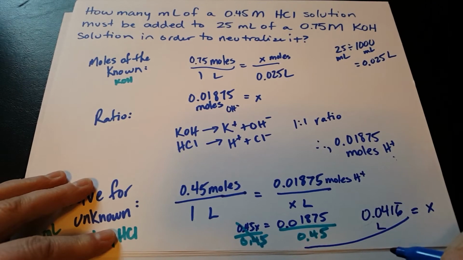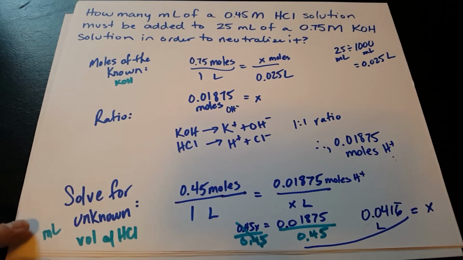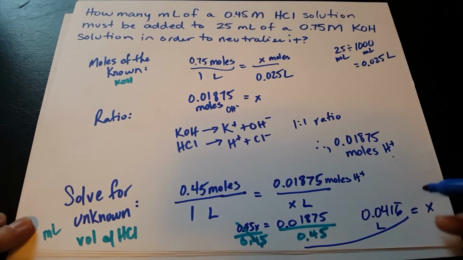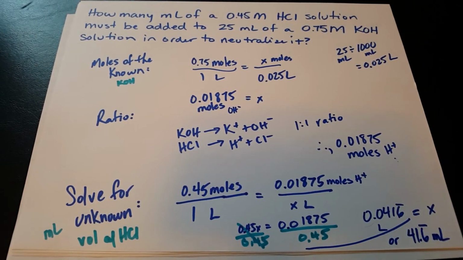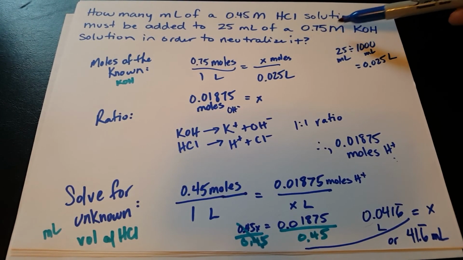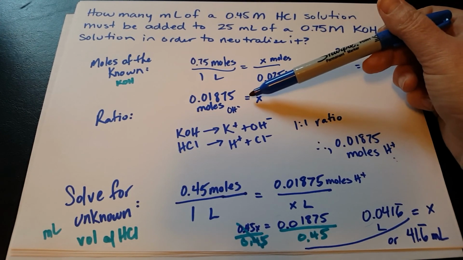0.0416. This amount is in liters, and our question does ask for milliliters. So I'm just going to make that quick conversion. If you divide by 1,000, that will give us 41.6, a repeating decimal, milliliters. And so in terms of this scenario, if I add 41.6 milliliters of hydrochloric acid to 25 milliliters of 0.75 molar potassium hydroxide, I will get to a position of neutralization where the number of moles of H and OH are equal.